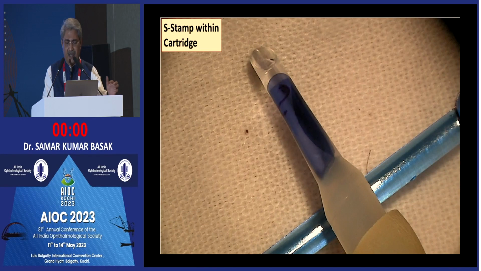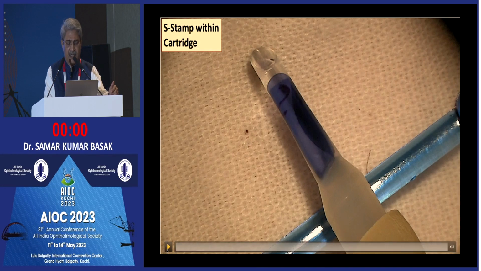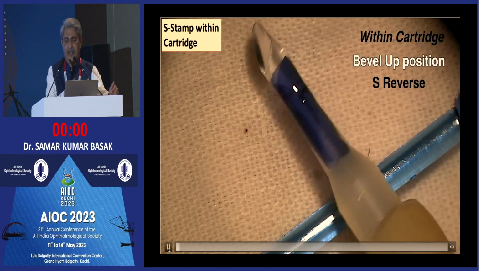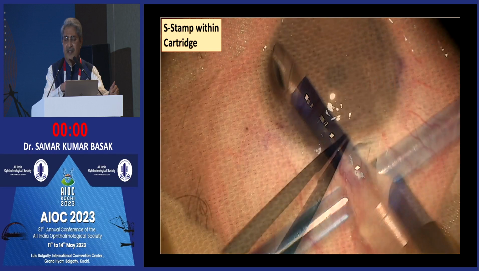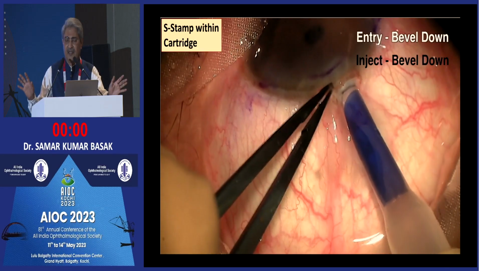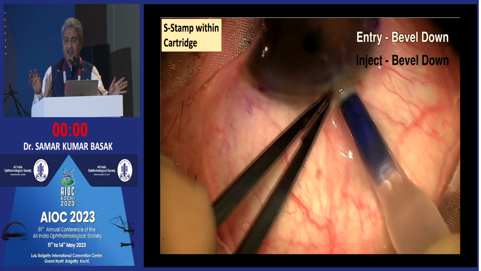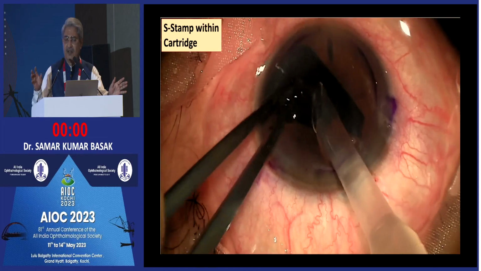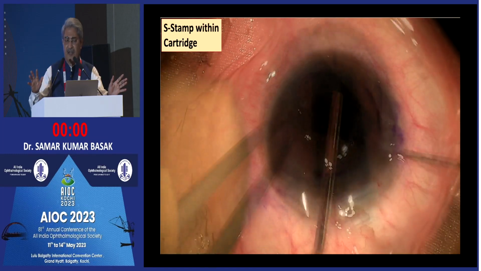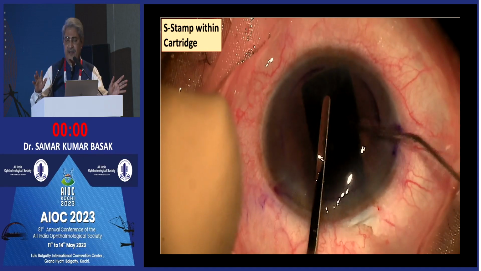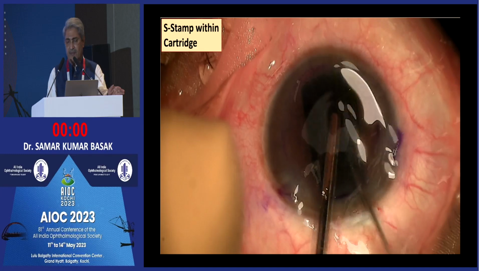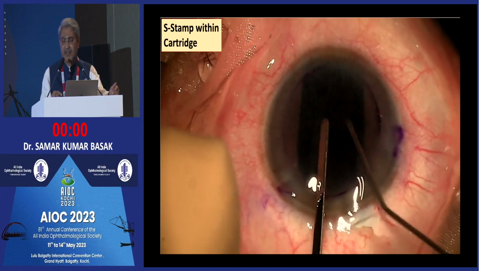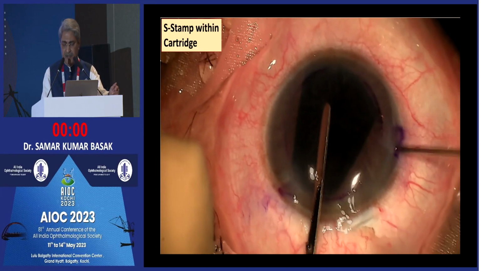I have done one video, and it was shown in the American Academy. So you see the S is reversed, but in bevel down, S is right. So you go in, nothing has to be done, you just go in, inject slowly, and you are in the right direction, and you just tap it. And this video was made about 5 years back. So you tap it and it will open.